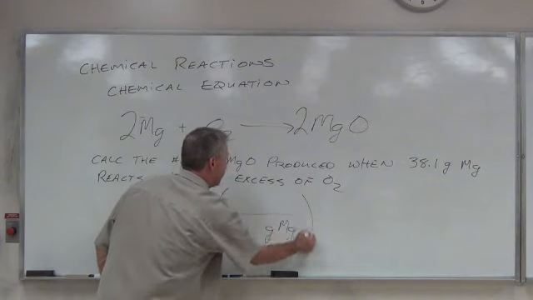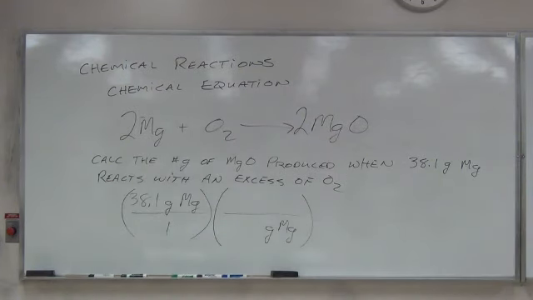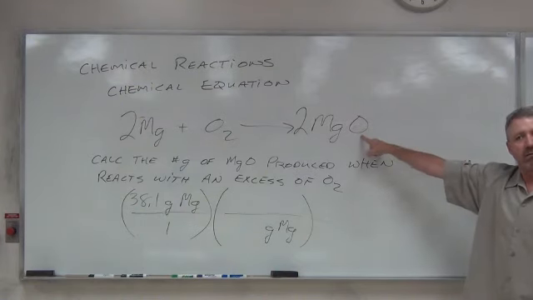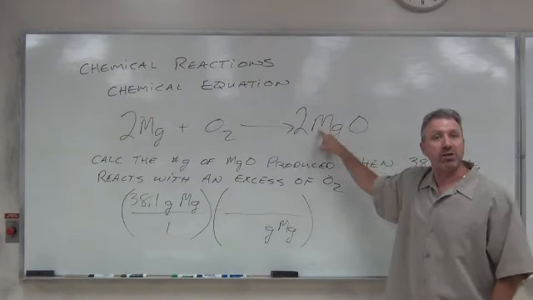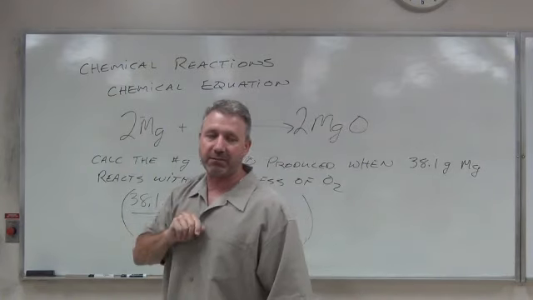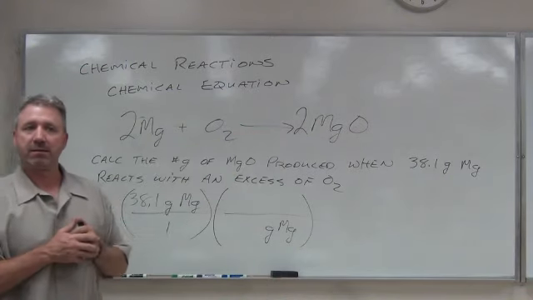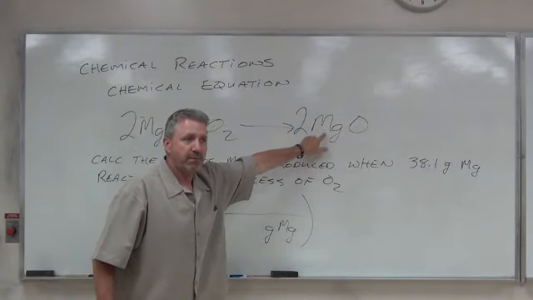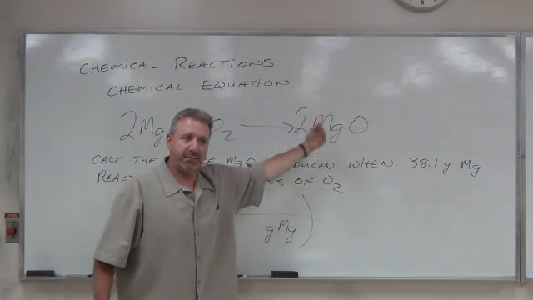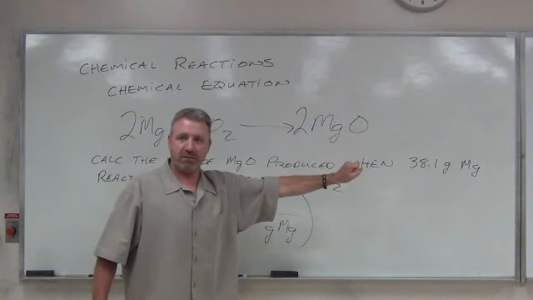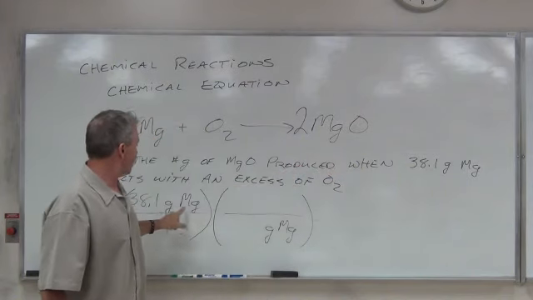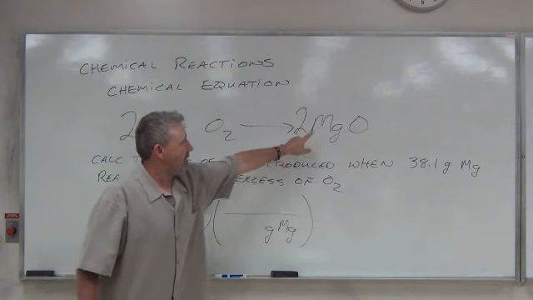I know grams of magnesium has to be in the denominator in my next fraction. I need to know grams of MgO. Let's think about this for a second. If I knew how many moles of MgO I produced, I could easily convert that to grams using the molar mass. If I knew how many moles, I could add up this formula mass and I could say x grams per mole. So I can convert moles of MgO into grams of MgO. My big question is, how do I get from grams of magnesium to moles of MgO?